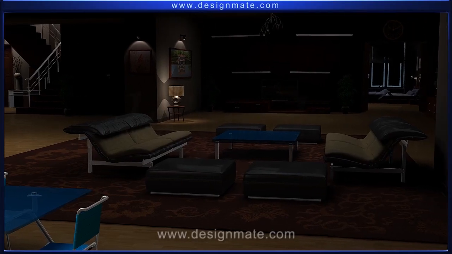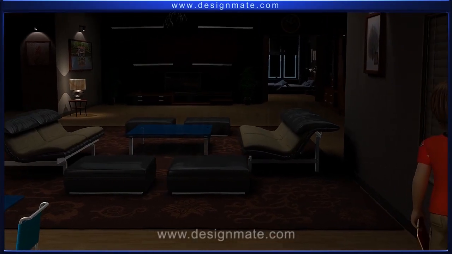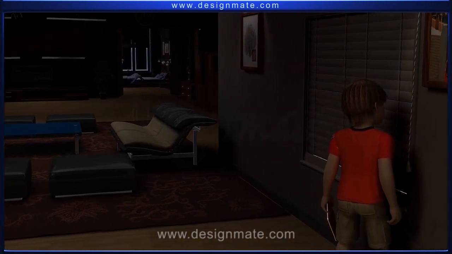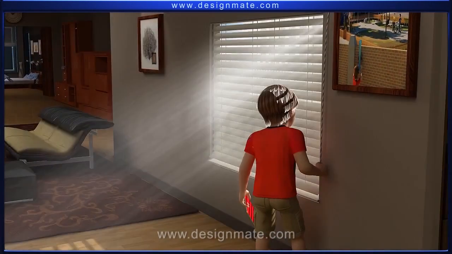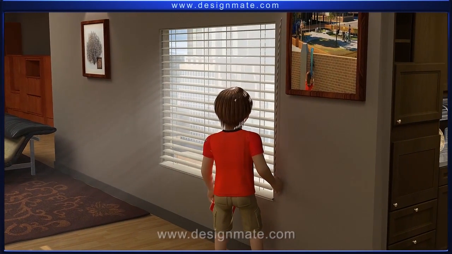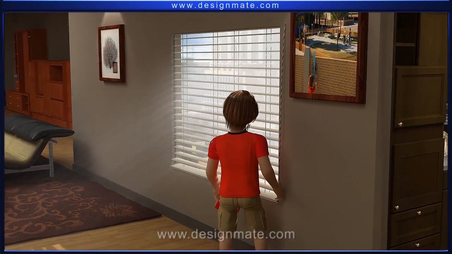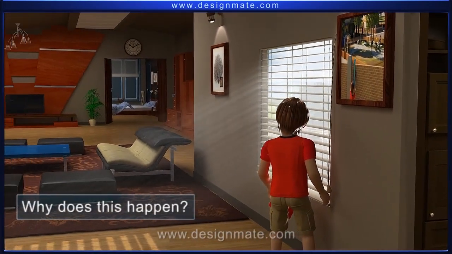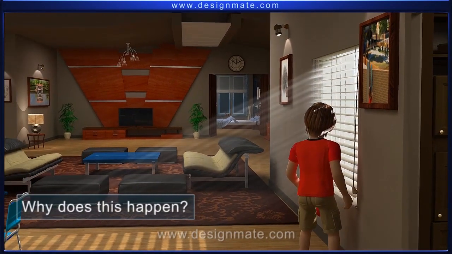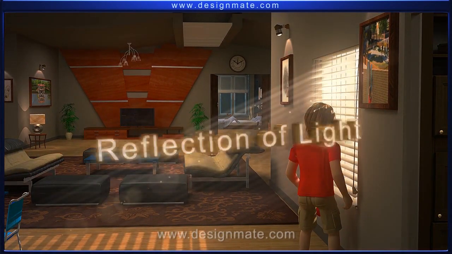If we are present in a dark room, we are unable to see anything. But as soon as the light enters the room, everything is clearly visible to us. Why does this happen? This happens due to a phenomenon called the reflection of light.